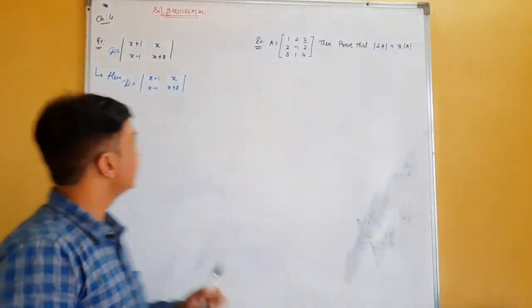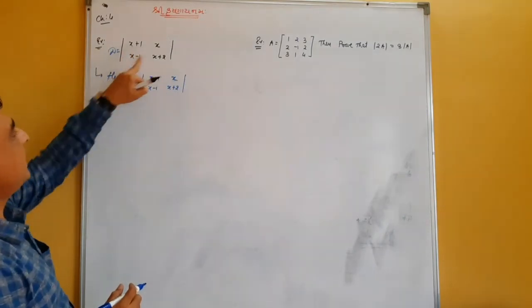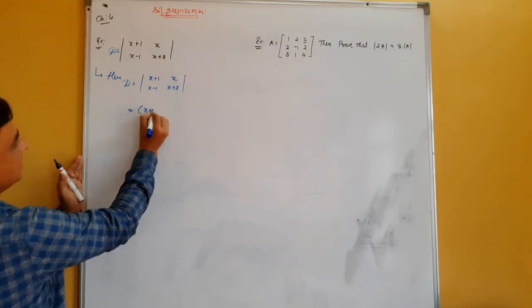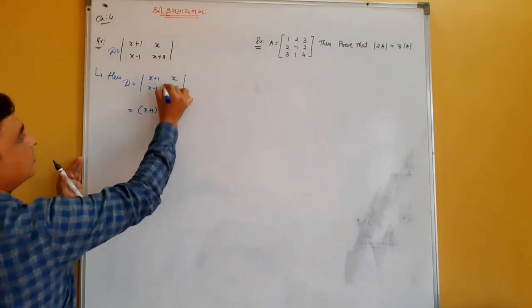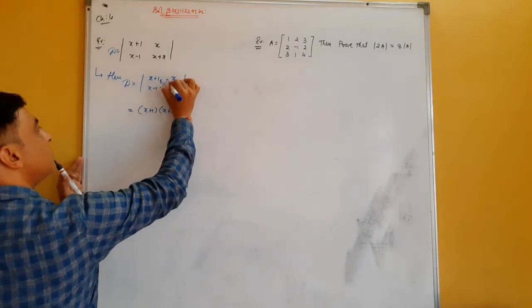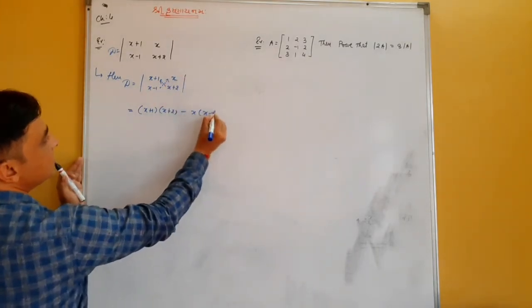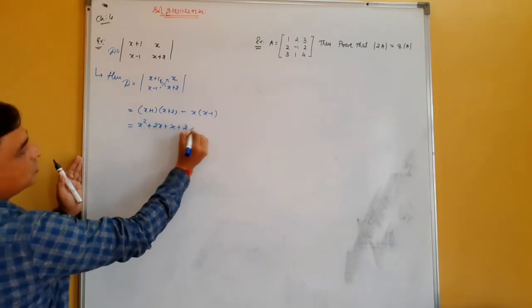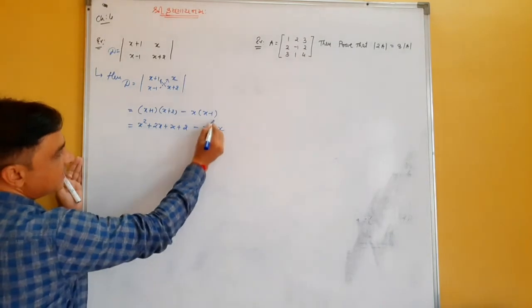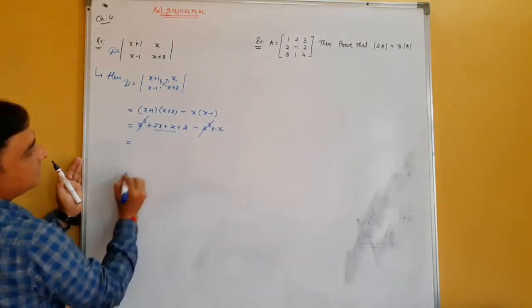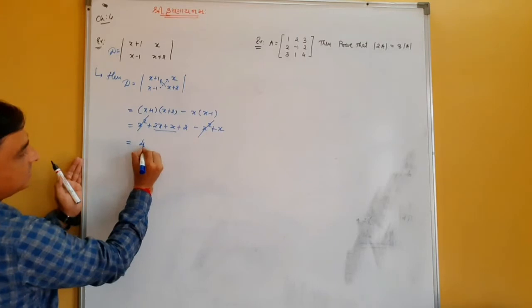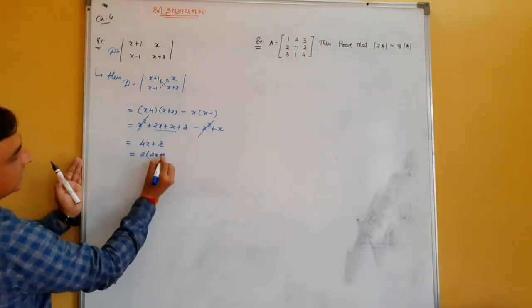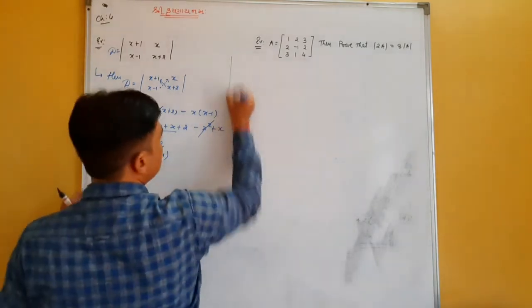Next example. |x+1 x-1; x x+2|. Simplify it. So x plus 1 into x plus 2, product of these two, minus the product of these two, x minus 1 into x. This is x square plus 3x plus 2 minus x square plus x. x square cancels. This is 3x plus x, 4x plus 2, 2 common, 2x plus 1. This is the answer.